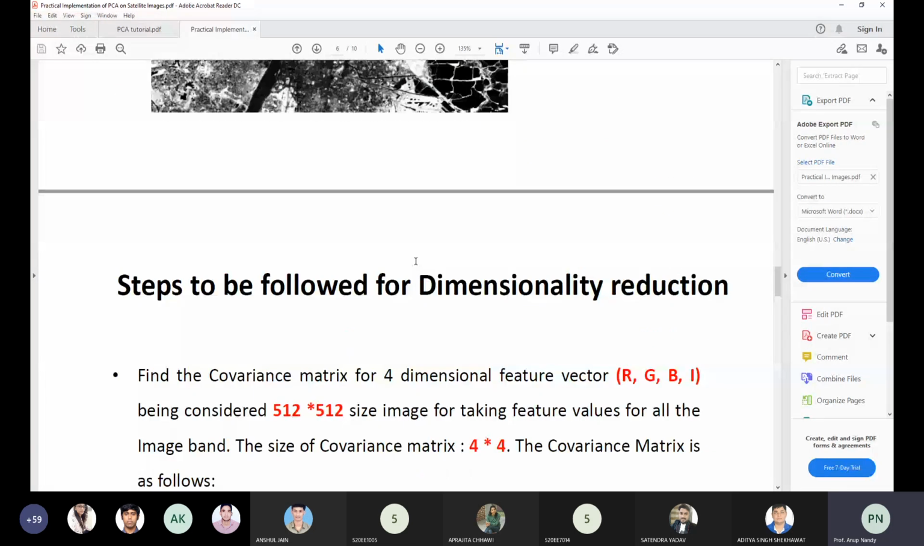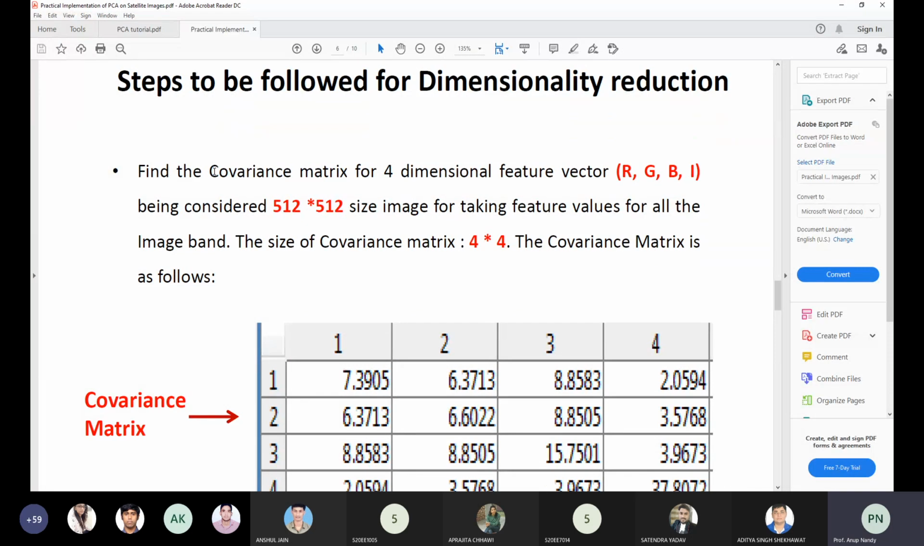Now how do you implement it? Step one: find the covariance matrix for the 4-dimensional feature vector, where each image is considered 512 by 512. For each band, the size of the covariance matrix will be 4 cross 4.